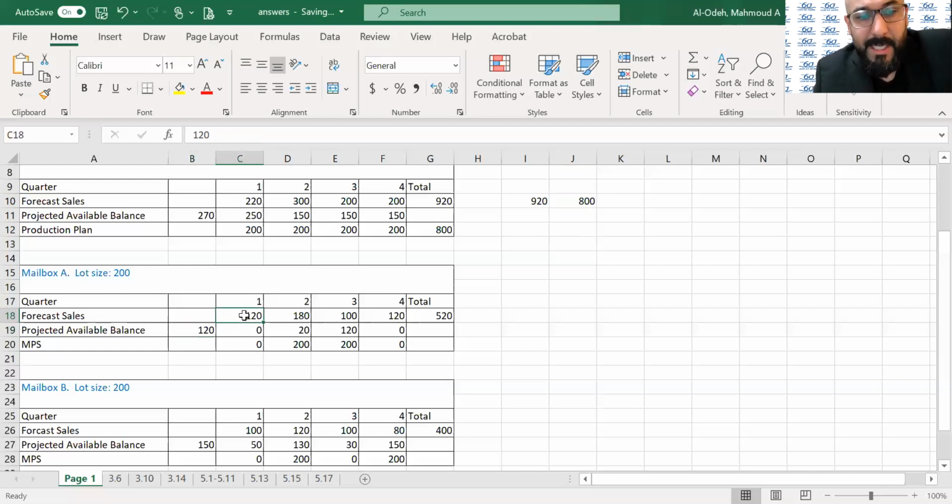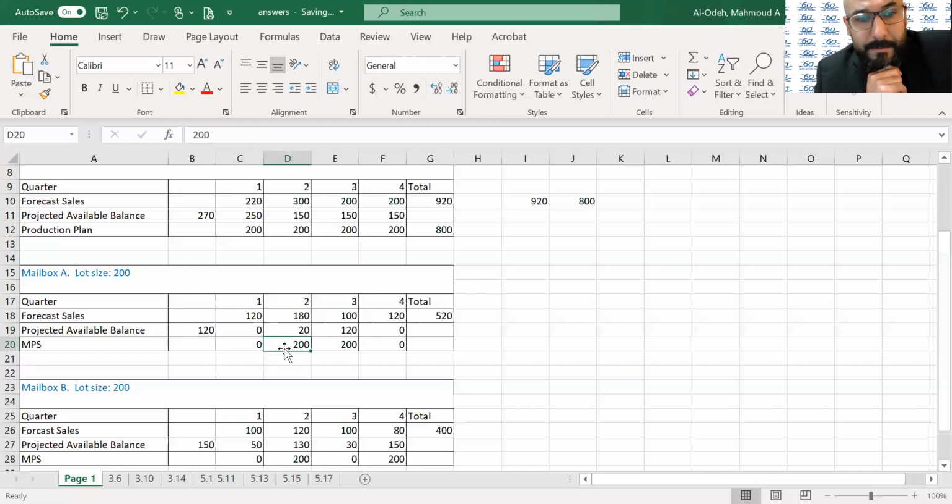We see that the forecast on period one is 120, so there's no need to produce anything. We don't have to issue an MPS here. That would leave you with 0 units at the end of the year.